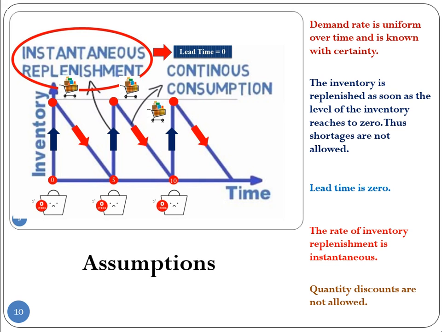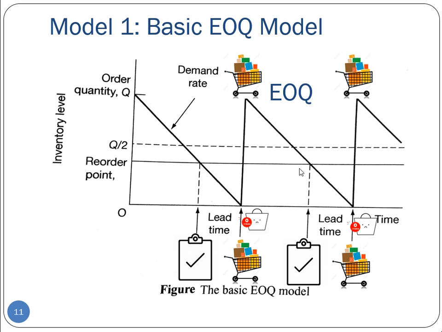Quantity discounts are not allowed. This is another important point over there. Suppose he is going to buy one cycle, and for the one cycle he pays 5,000 rupees, and it is not the case that when he buys 10,000 cycles he gets a discount. This condition is not applied for this model. That means quantity discounts are not allowed. For one cycle he pays 5,000 rupees, and for 1,000 cycles he pays the same price. No discounts are allowed over there.